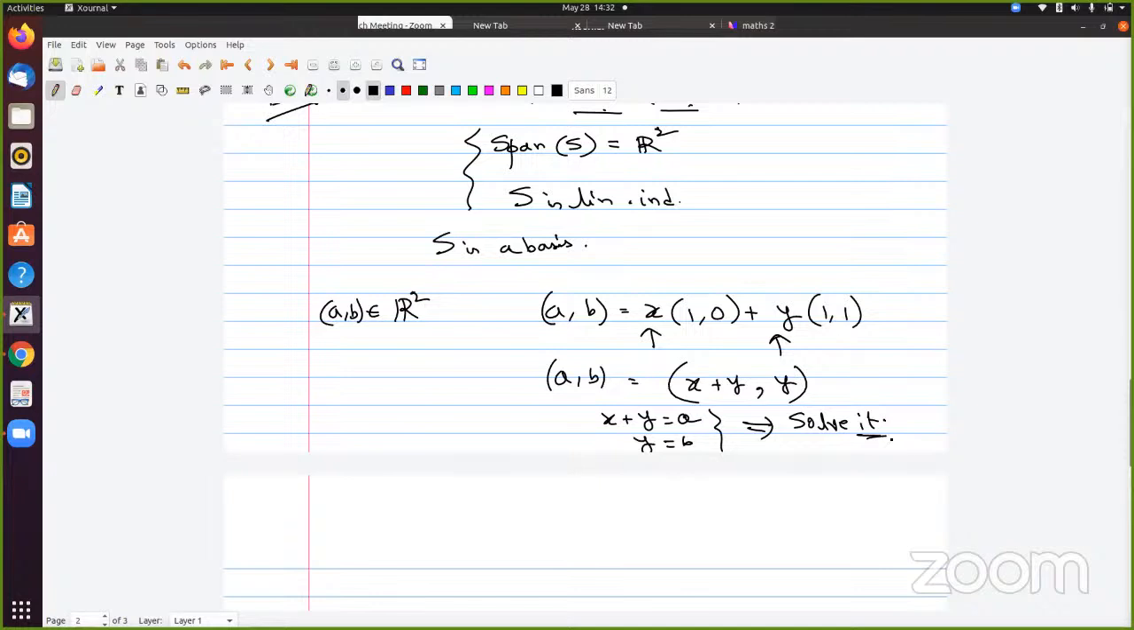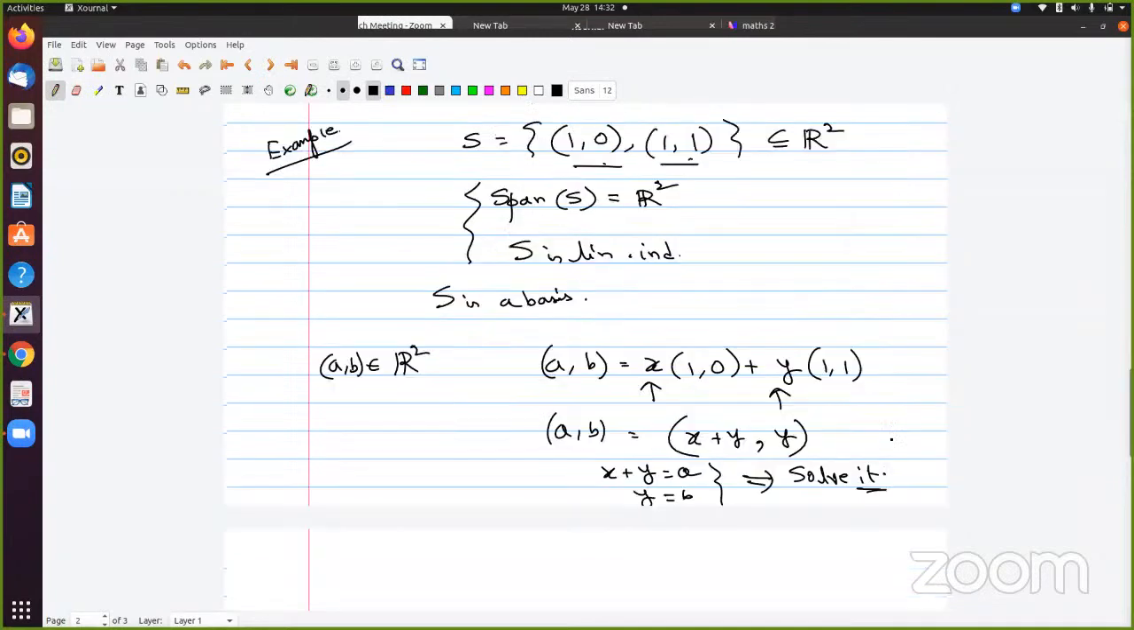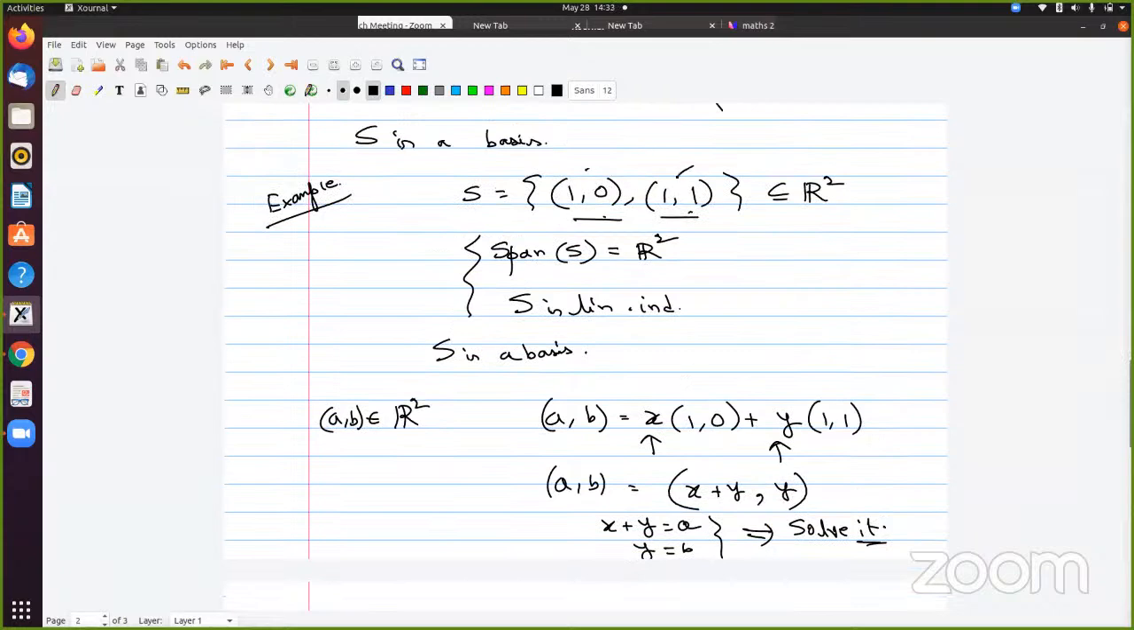For all the vectors, sir? My doubt is, if I am given the vectors, then how will I come to know that they span R2? We will try to find whether (a, b) can be written in the form of a linear combination or not. Will we be able to find x, y every time?